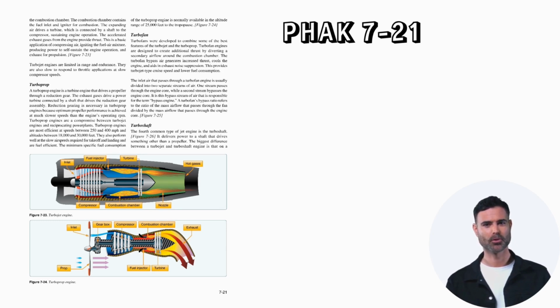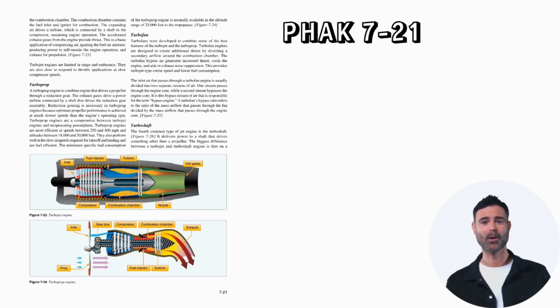Turboprop engines are most efficient at speeds between 250 and 400 mph and altitudes between 18,000 and 30,000 feet. They also perform well at the slow airspeeds required for takeoff and landing and are fuel efficient. The minimum specific fuel consumption of the turboprop engine is normally available in the altitude range of 25,000 feet to the tropopause.